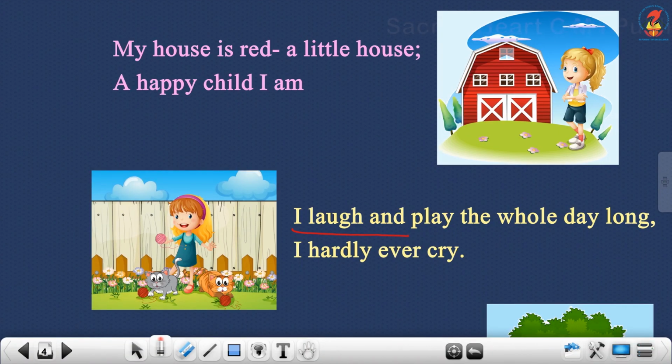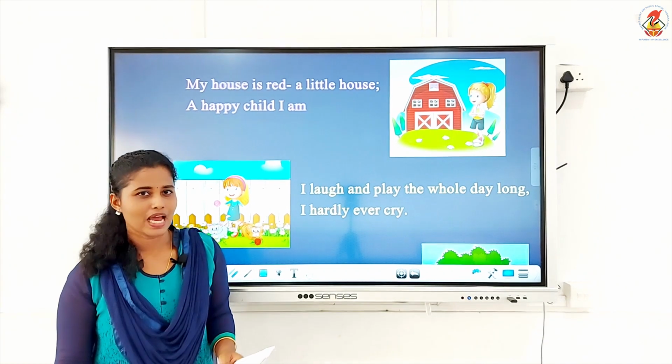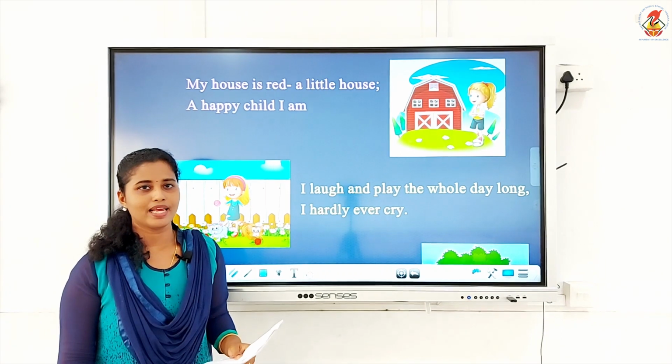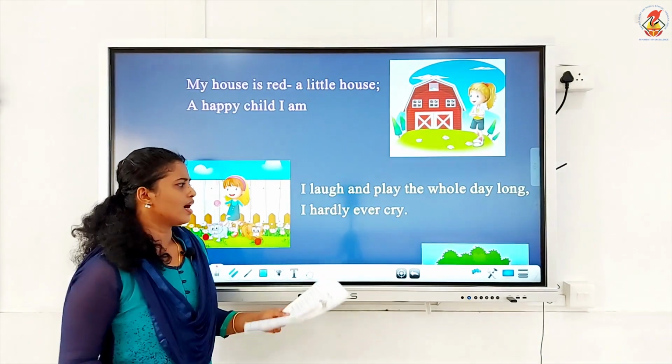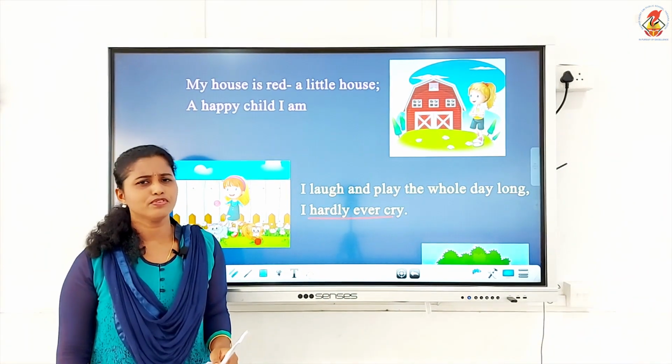I laugh and play the whole day long. I hardly ever cry. What is the meaning of those 2 lines? She is telling that she always remains happy and so she always laughs and plays for the whole day. She will be playing for the whole day and I hardly ever cry, meaning she never cries for silly things.